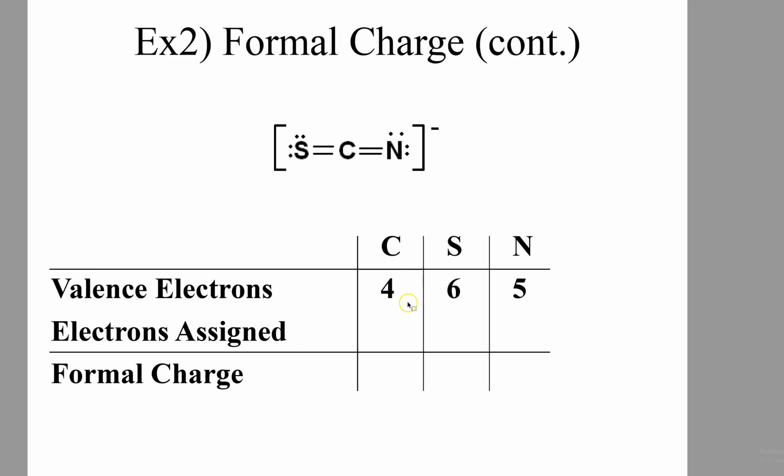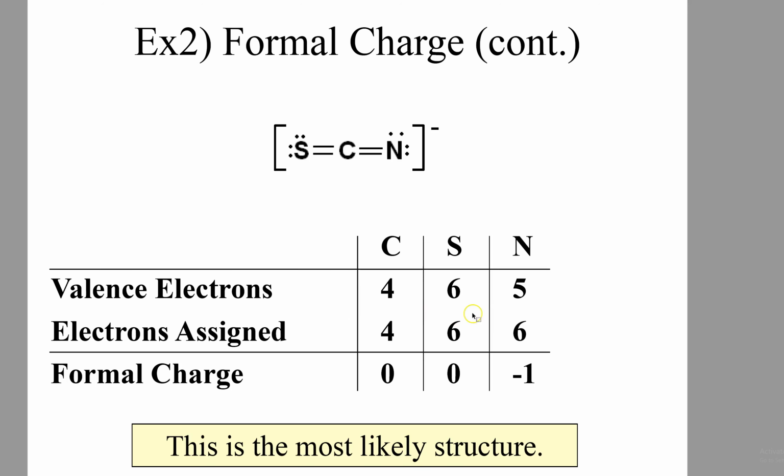So again, 4, 6, and 5, and the electrons are going to be 4, 6, and 6. And if you apply the formal charge now, you're going to end up getting 0, 0, and -1. And again, even though you have a -1 here, it doesn't really matter because you have the zeros for the carbon and zeros for the sulfur. So that's most likely the structure as well.